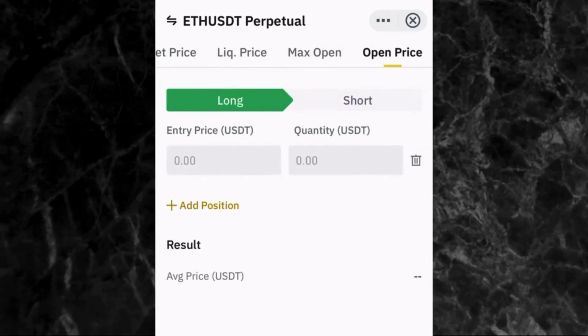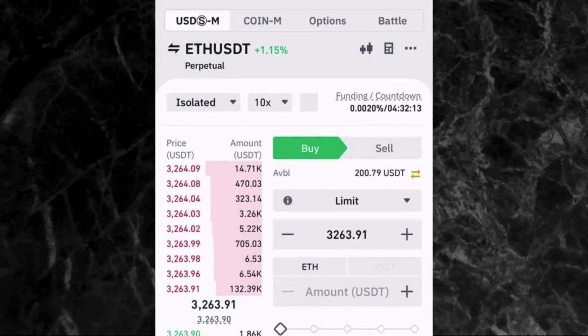I don't want to do all of this because it will actually make this video too long. So let's go back. So that's how you can use the calculator icon, and it is very, very useful. And I've also talked about leverage. Make sure you take important note of everything I've talked about on leverage.